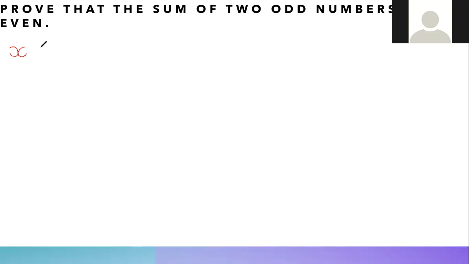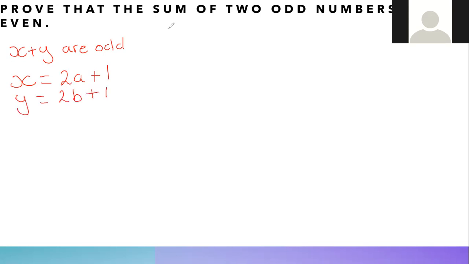X plus y are odd. So we're going to assume x and y are odd. If x and y are odd, we're going to write them using the notation before. X equals 2a plus 1, so that means it's odd. It's like for 2n, it's like the n plus 1, but it's 2a plus 1. And y is odd, so y equals 2b plus 1. In this situation, a and b are integers.